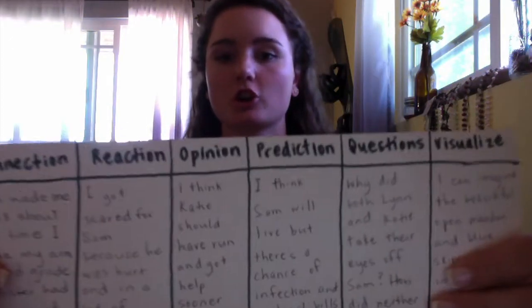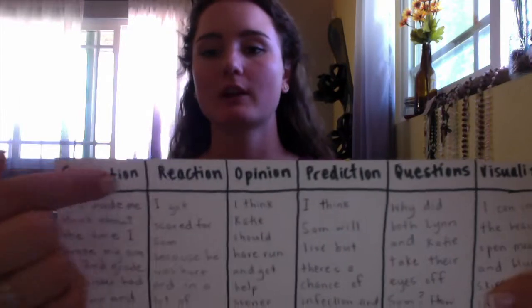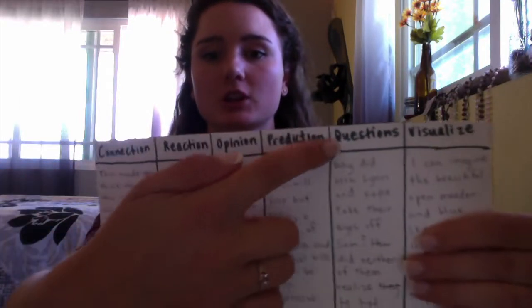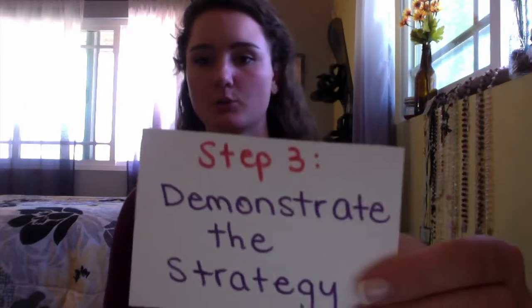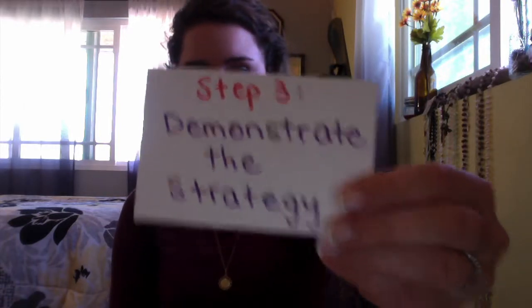In doing this, I would highlight the CROPQV strategy, and I would show them how to create their chart, or you can provide them with a chart. So you have connection, reaction, opinion, prediction, questions, and visualize. And they would have to fill out that chart regarding that chapter. So step 3 would be to demonstrate the strategy.